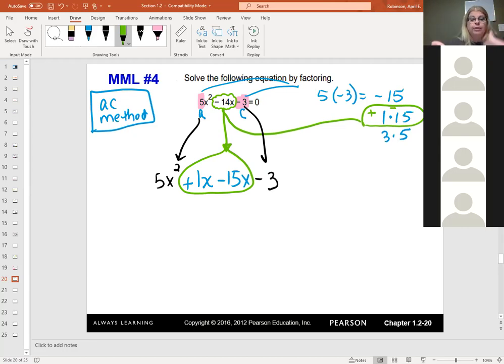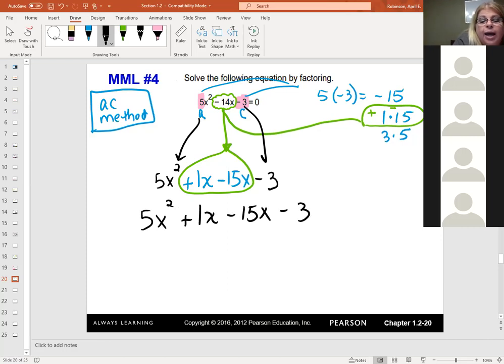And then once you put it back, and I'm gonna recopy this again, all in one color, you're going to factor this by something called factoring by grouping.